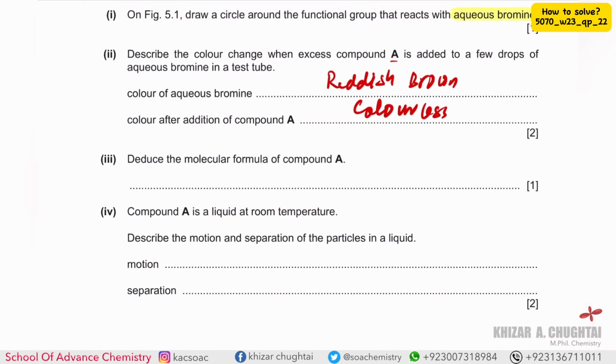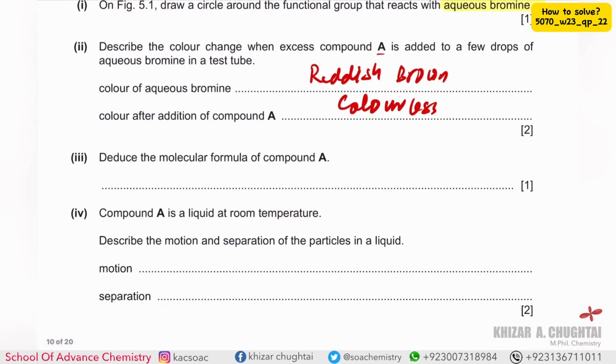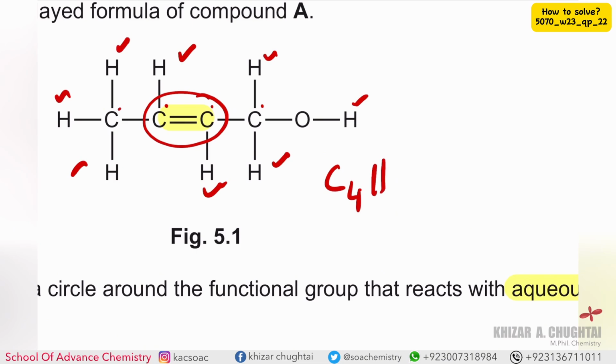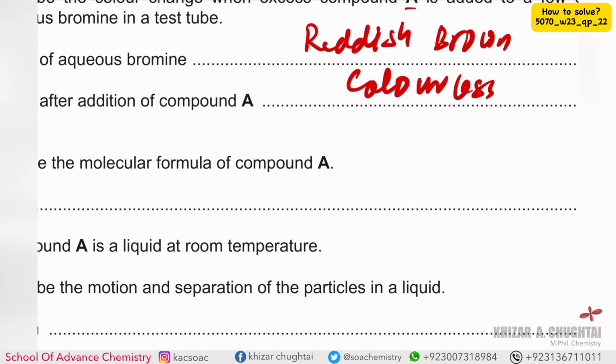Colorless. The next one is: deduce the molecular formula of compound A. So how to find the molecular formula? How many carbons are there? 1, 2, 3, 4. 4 carbons are there. How many hydrogens are there? 1, 2, 3, 4, 5, 6, 7, 8. 8 hydrogens are there and 1 oxygen is over here. So C4H8O is the molecular formula of compound A.